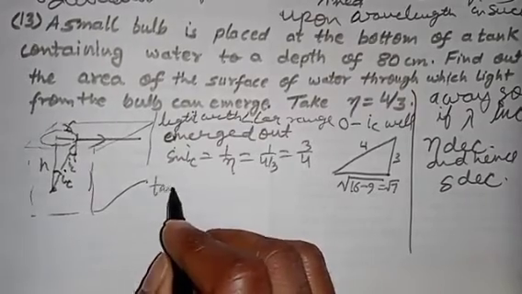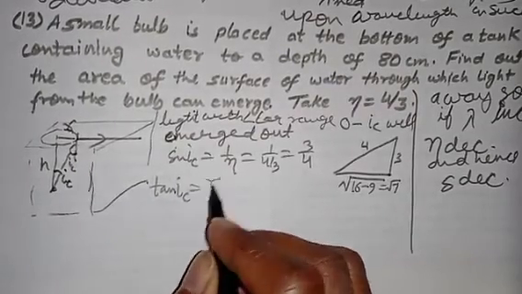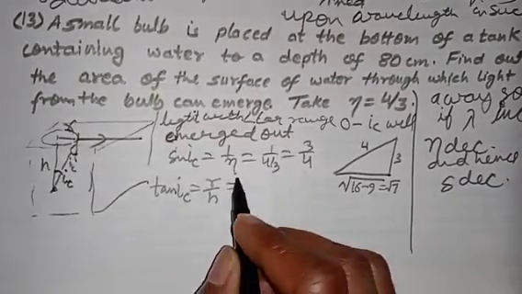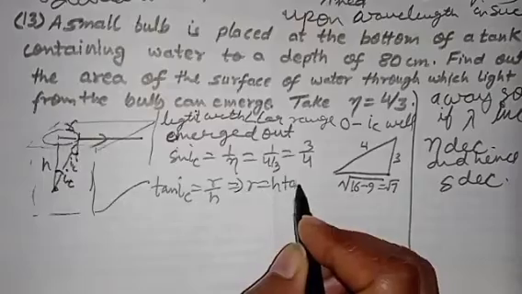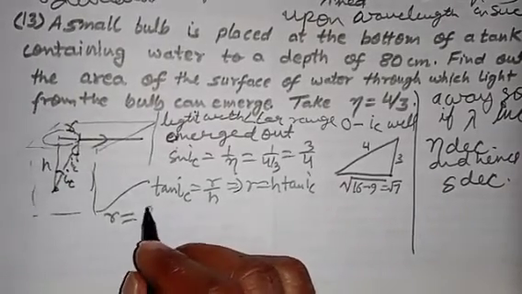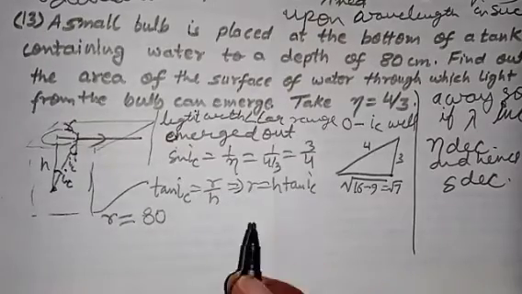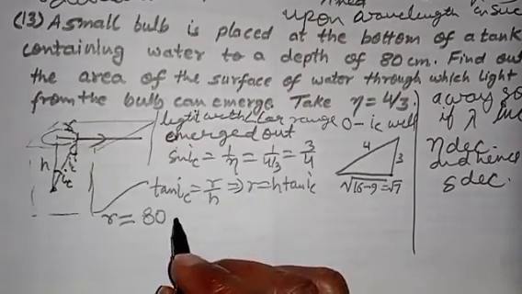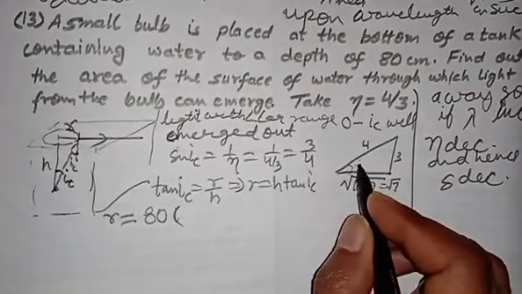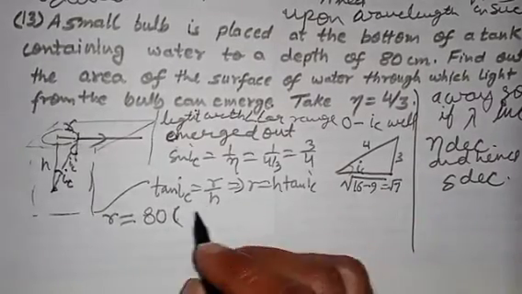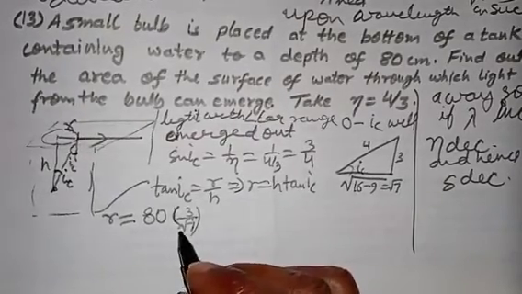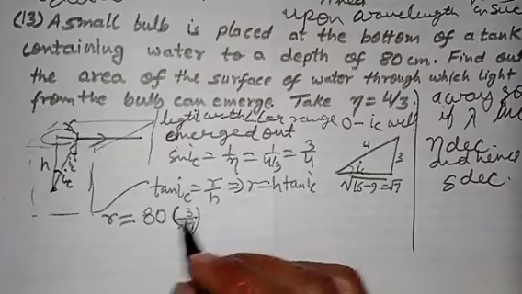Okay, so now in order to find this r, what can we do? We can use tan IC is equal to r by h. We need r, so r equal to h tan IC. h is 80 centimeter. I am just keeping it as 80, I'm not converting it into meter. Tan IC, from this diagram, this is IC. Tan is perpendicular upon base, 3 by root 7. Okay, can we solve this? It is going to be very difficult.